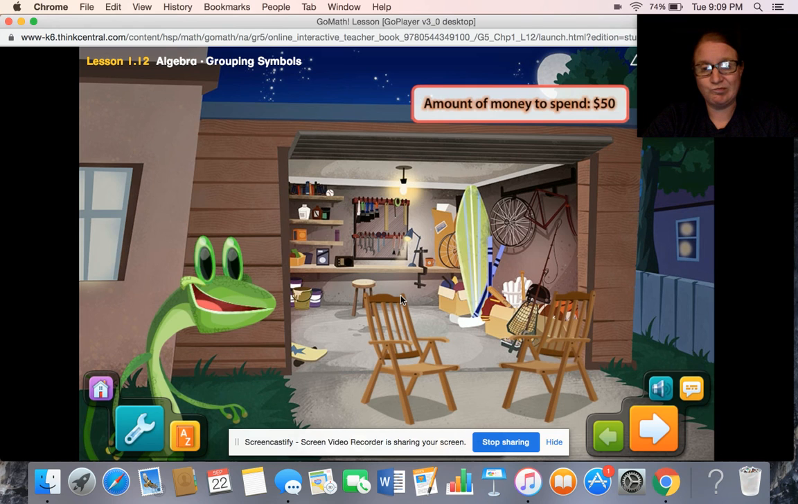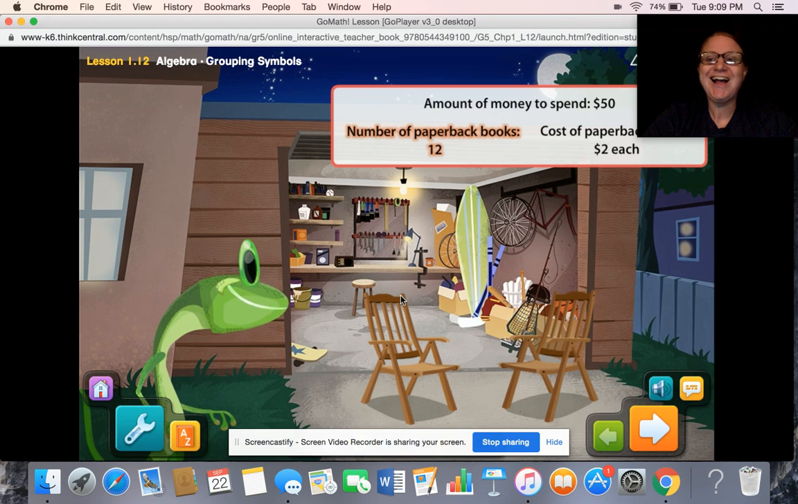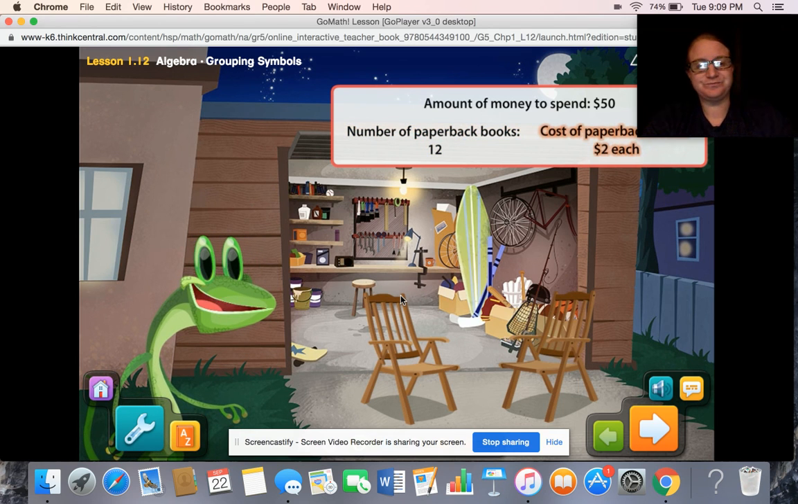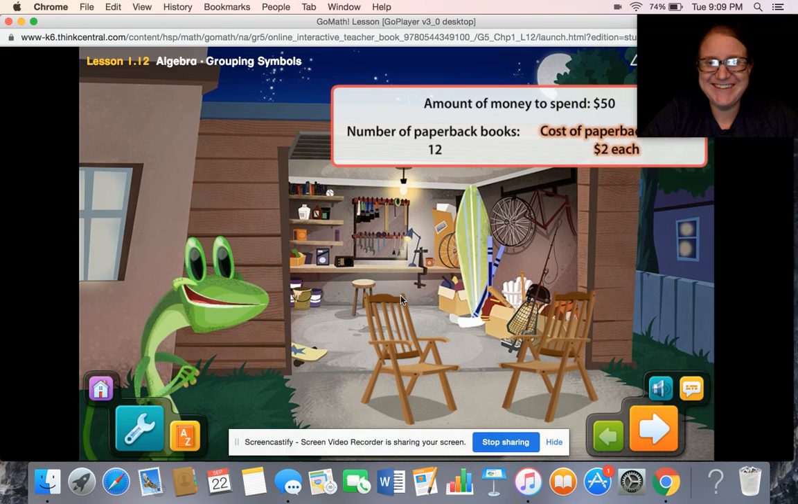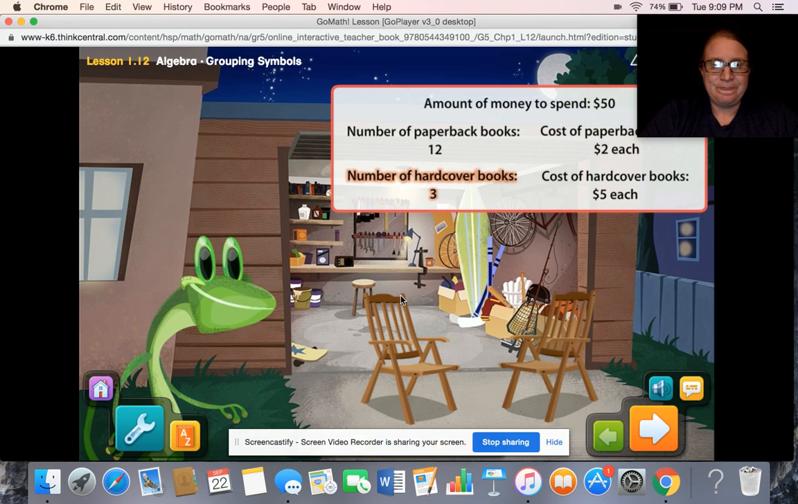First, my neighbor bought 12 paperback books. She paid $2 for each paperback book, but she didn't stop there. She also bought some hardcover books, too. Let's find out what else she bought. Oh, she bought 3 hardcover books. She must really like to read.